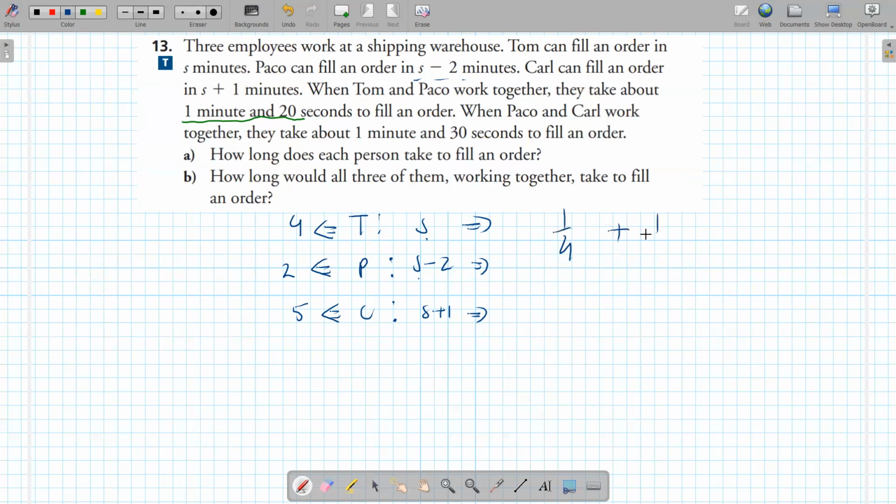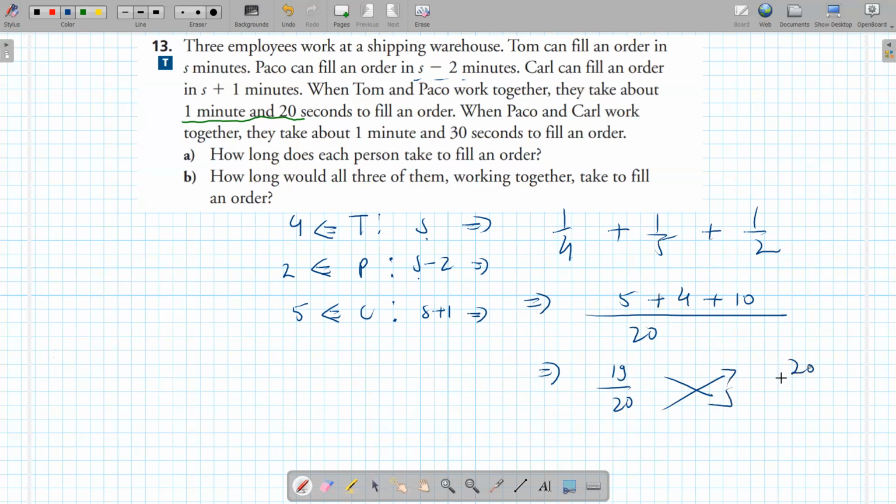1/4 plus 1/5 plus 1/2, right? The common denominator is 20. So multiply that by a 5, the middle guy by a 4, the last guy by a 10. So you get 19/20. And then you flip it upside down, which means it takes them 20/19 minutes if all three of them work together, okay? And that's the end of the question. We are done.